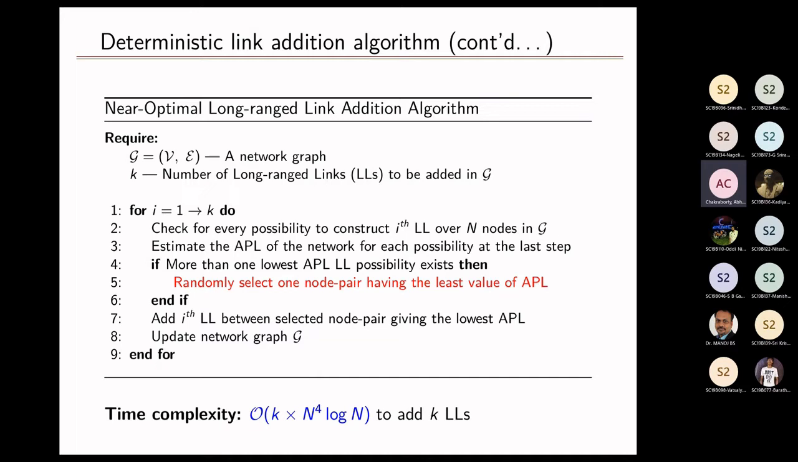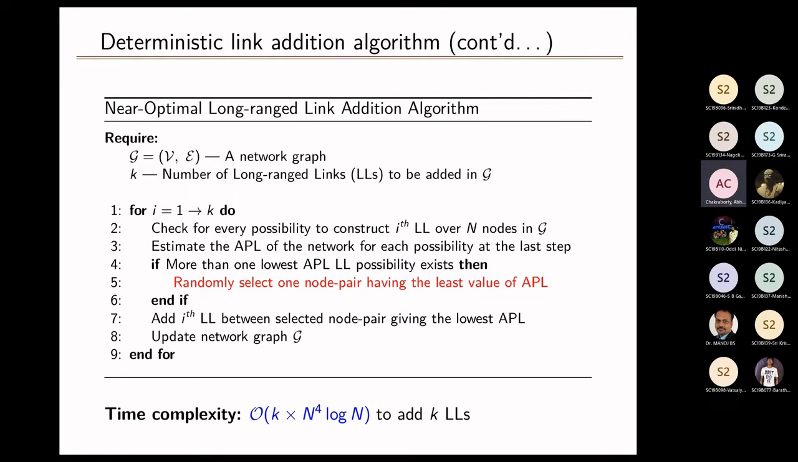So as a result of that, you can see the time complexity has reduced to only k into n to the power 4 log n. So even if n size is very large, for example a 1000 node network, it is 1000 to the power 4 log n. But still it is much lower than the optimal case, because in the optimal case, if it is a 1000 node network and we are adding, say, 5 links, it is 1000 to the power 12 then log n. It is very difficult.